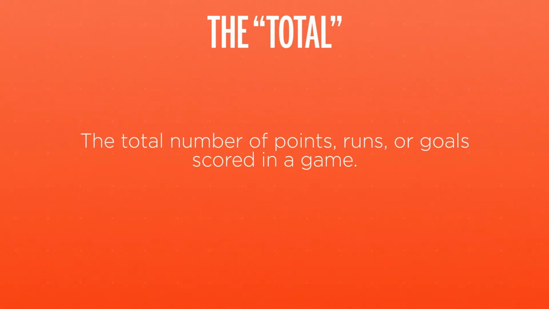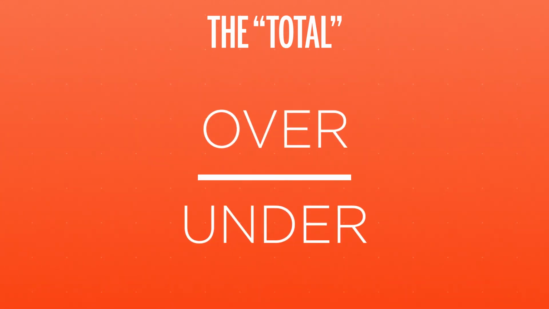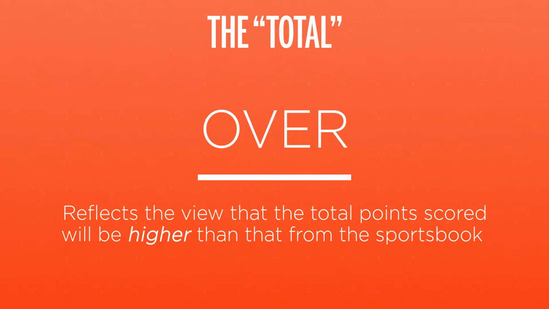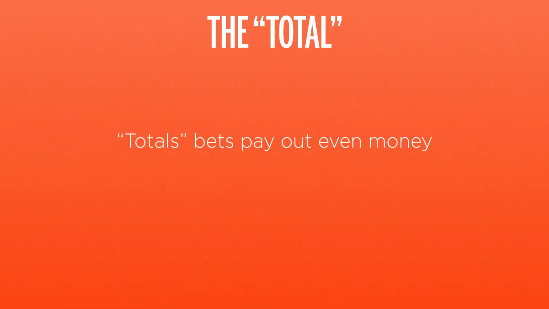The total is lingo for the total number of points, runs, or goals that are scored in a game. Prior to the start of a game, sportsbooks set a total and allow bettors to place one of two bets, which are known as the over and the under. The over reflects the view that the game will end with a higher number of points scored than the total published by the sportsbook, while the under reflects the opposing view. Similar to point spread wagers, totals bets pay out at even money as sportsbooks look to generally balance the likelihood of the over and the under.